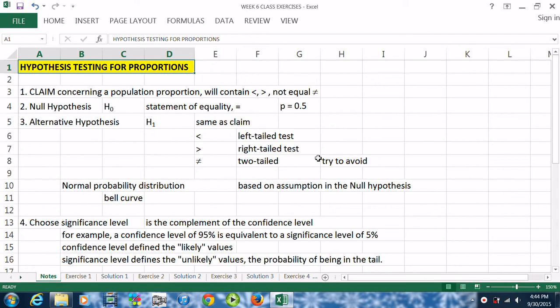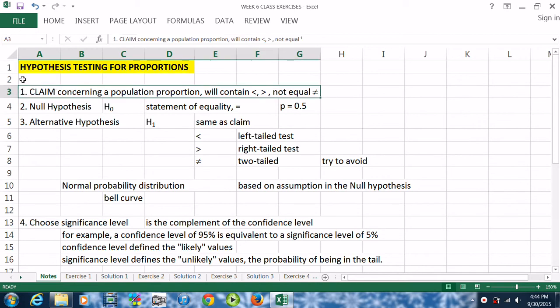In this video, we are going to learn how to do a hypothesis test for a claim concerning a proportion. So, hypothesis testing for proportions. Whenever you're going to do a hypothesis test, the first thing you need is a claim concerning a population proportion. It is best if this claim is worded as a strict inequality, such as a less than or a greater than, or even a not equals to, but it's better if it's a directional inequality such as less than or greater than.